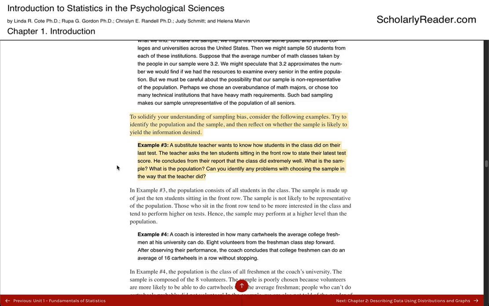A substitute teacher wants to know how students in the class did on their last test. The teacher asked the 10 students sitting in the front row to state their latest test score. He concludes from their report that the class did extremely well. What is the sample? What is the population? Can you identify any problems with choosing the sample in the way that the teacher did?